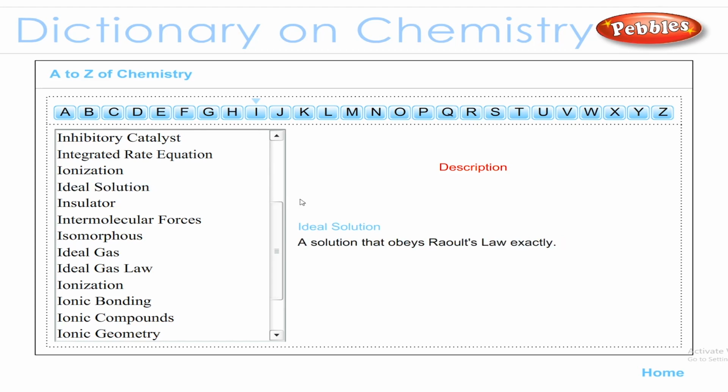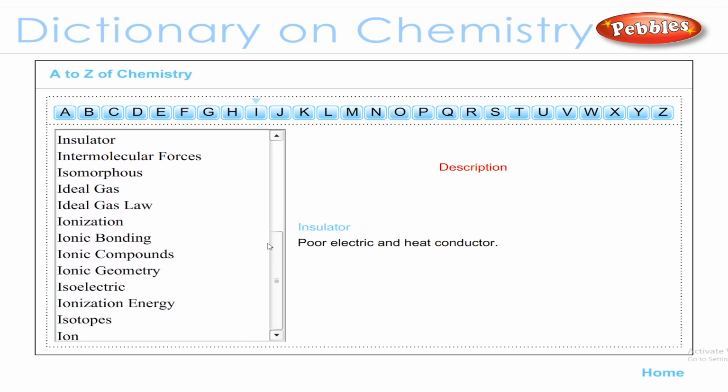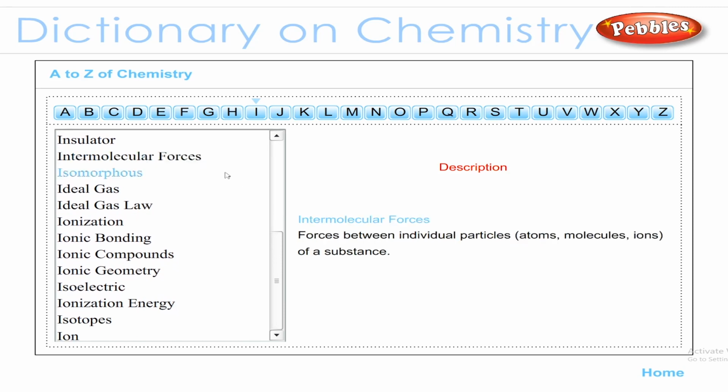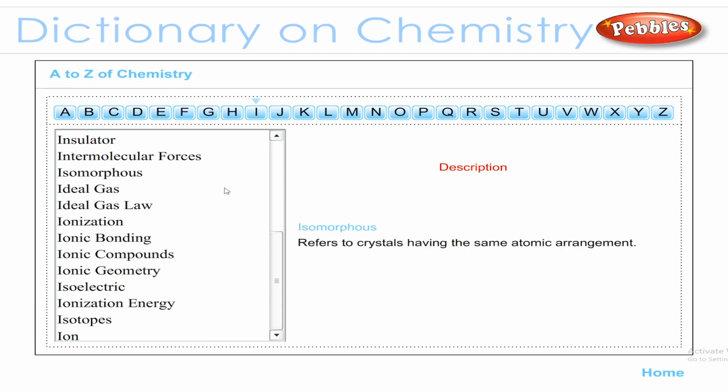Ideal solution, a solution that obeys Raoult's law exactly. Insulator, poor electric and heat conductor. Intermolecular forces, forces between individual particles, that is atoms, molecules and ions of a substance. Isomorphous, refers to crystals having the same atomic arrangement.